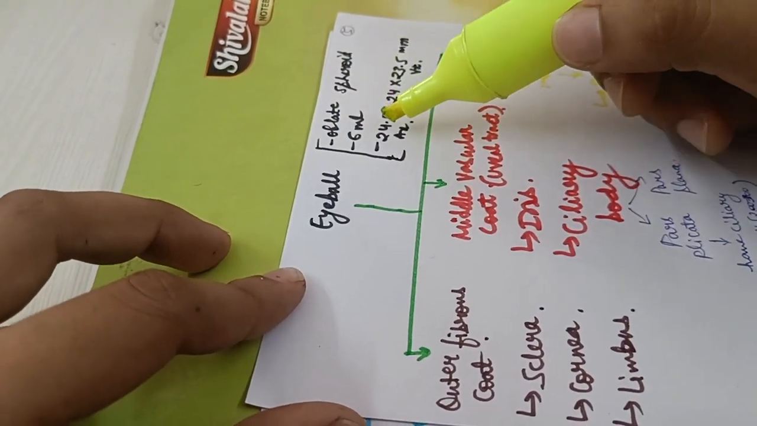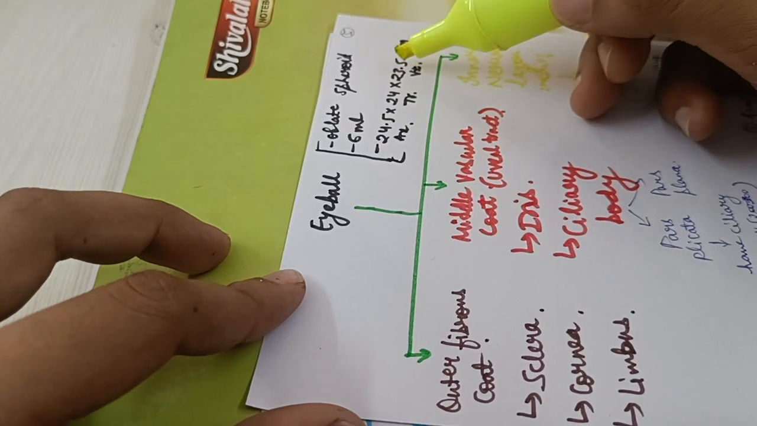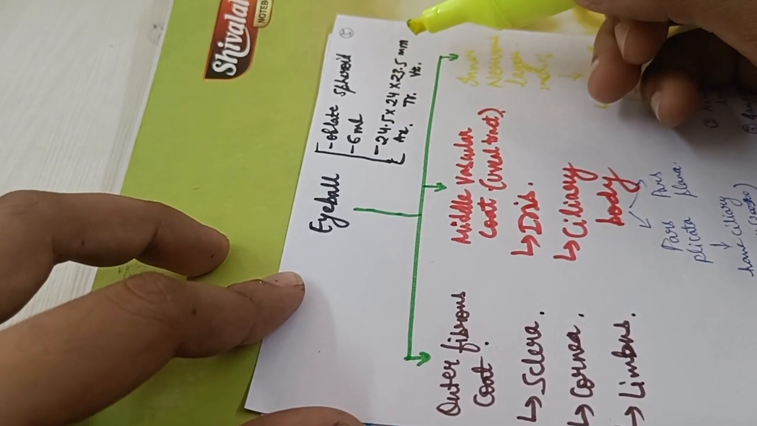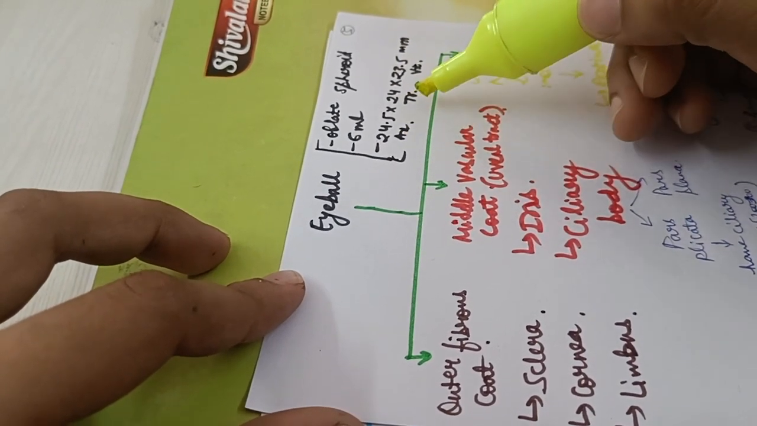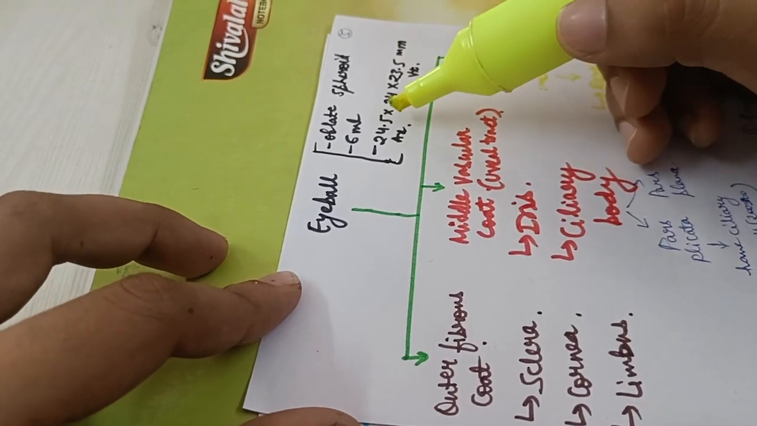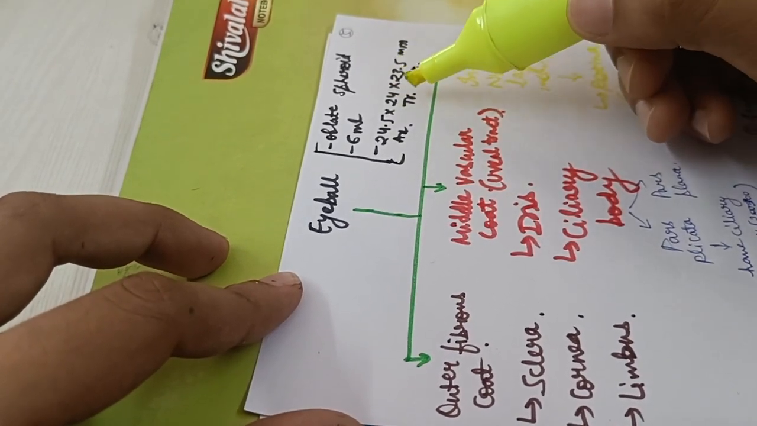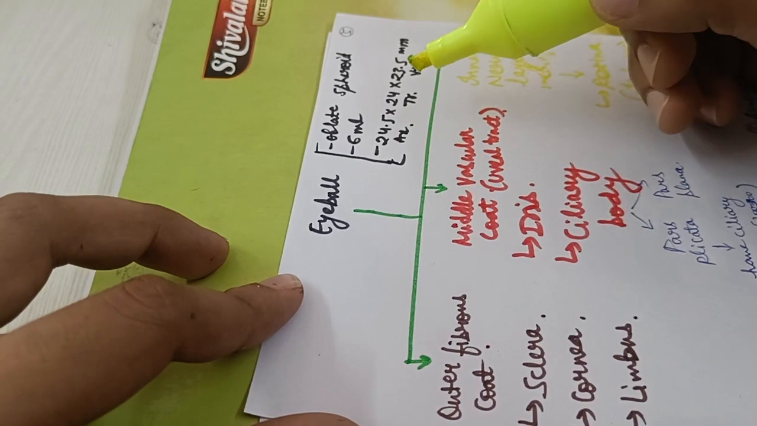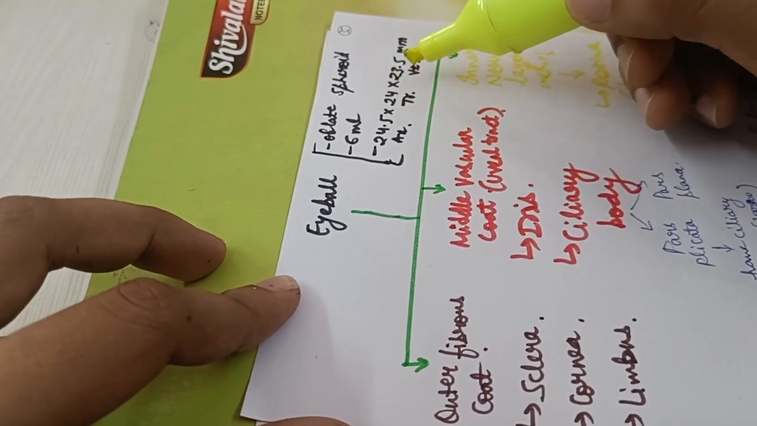The volume is 6 ml, and 24.5 mm, 24 mm and 23.5 mm are the dimensions of the eyeball in axial length, transverse length and vertical length respectively. Axial length is 24.5 mm, transverse length is 24 mm and vertical length is 23.5 mm.